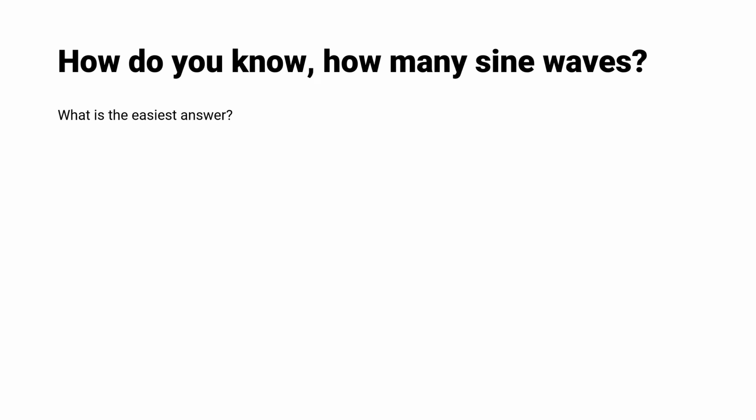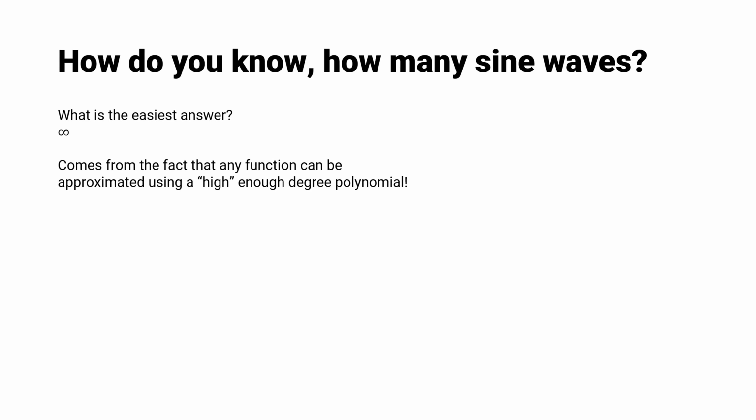The simplest answer is, given an infinite number of sine waves, we can basically approximate any function, because you can basically fit every single frequency under the roof of the sun, right? That's the best part here. This comes from the fact that any function can be approximated with a high enough degree polynomial.